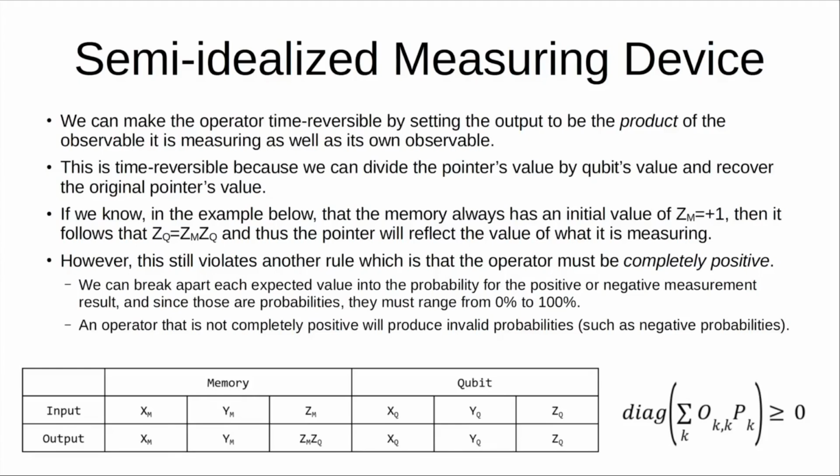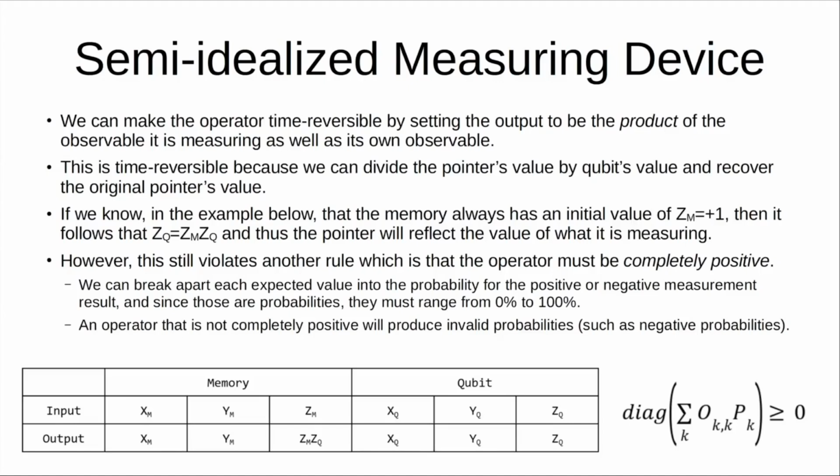However, this actually still violates another rule, which is that an operator has to be completely positive. You can actually take each expected value and break it apart into probabilities for the positive or negative measurement result. So recall that I said that an expectation value is just a weighted probability of getting +1 or -1. Well, you can break those apart into two probabilities, the probability for +1 and the probability for -1. And naturally, all probabilities should range from 0% to 100%. An operator that isn't completely positive can produce invalid probabilities, such as negative probabilities.